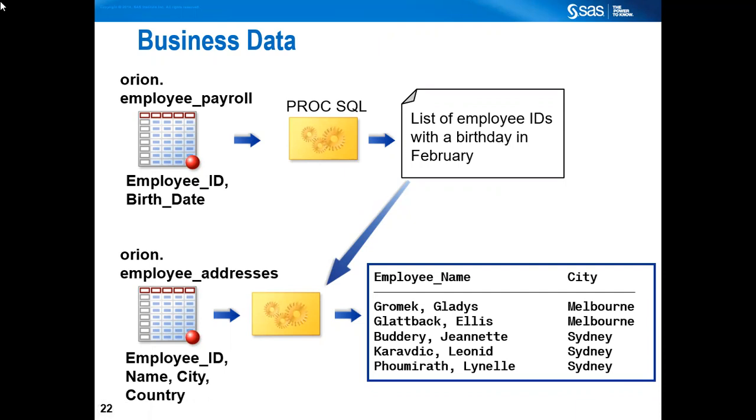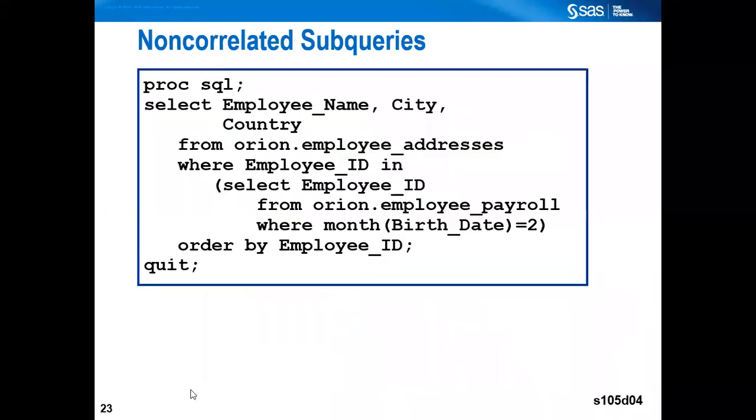Okay. So will your subquery be correlated or non-correlated? I think non-correlated subquery, payroll one. Okay, great. Because it will pass on only those employee IDs whose birth dates are coming in the month of February, to be selected from address data with their name and city and country.